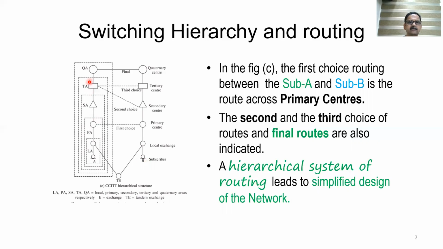The second choice can be something like this. The third choice is through state headquarters. The final and ultimate choice is through zonal headquarters like Bombay, Delhi, Calcutta, Chennai, Bangalore. Okay. The second and third choice of routes and final routes are also indicated. So this is second, third, final.